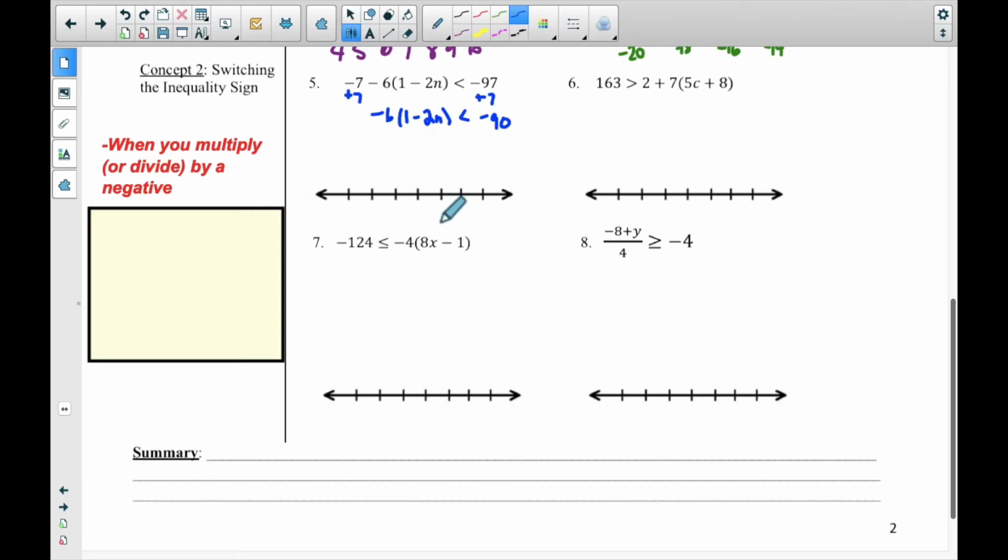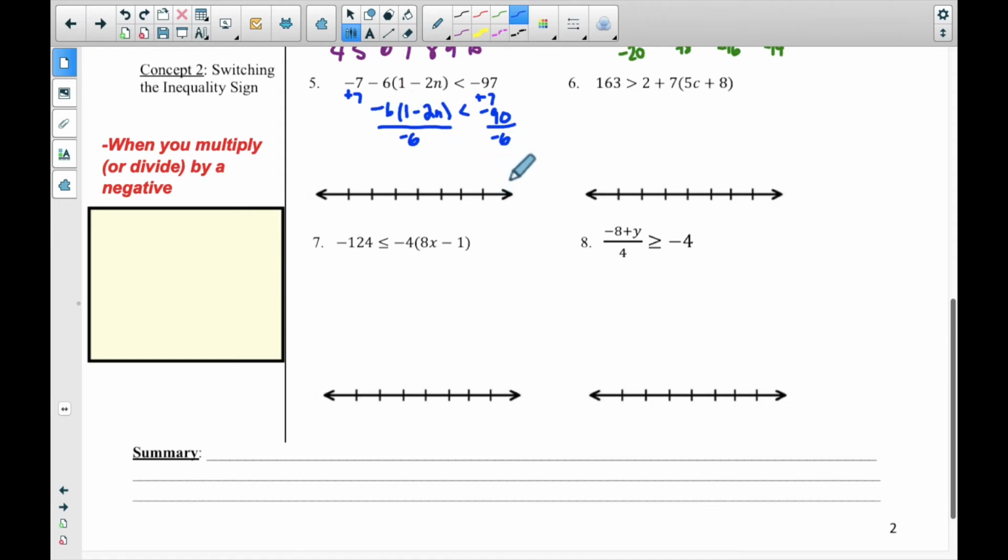The first thing on number 5 is PEMDAS backwards says I have to add 7 to both sides. So my adding and subtracting comes first with PEMDAS backwards. So add that 7. I get negative 6 times 1 minus 2n is less than negative 90. That little shortcut that we're working on is, instead of distributing that out, I can divide by a negative 6 because 6 does go into 90 evenly.